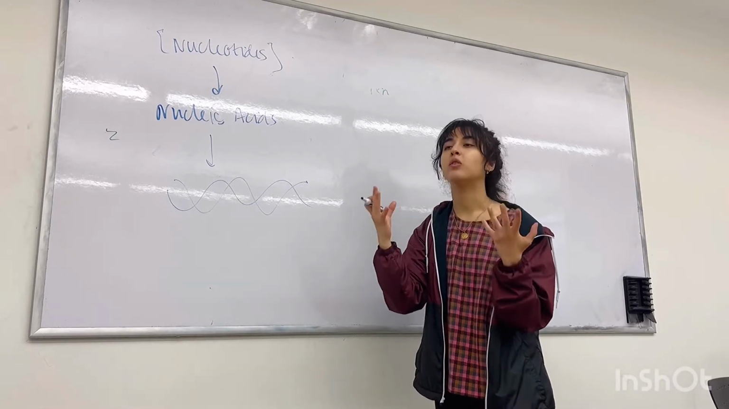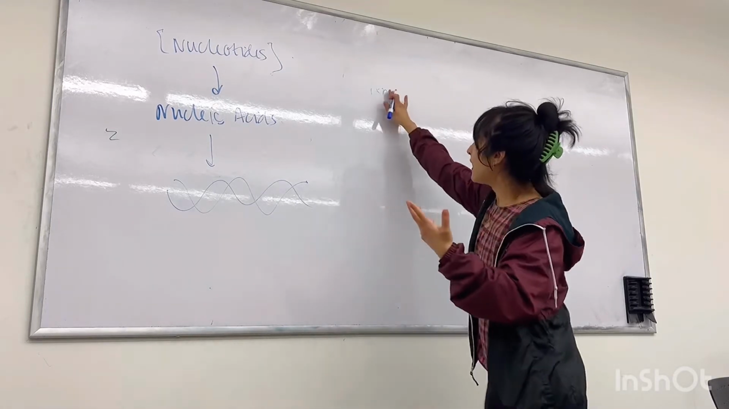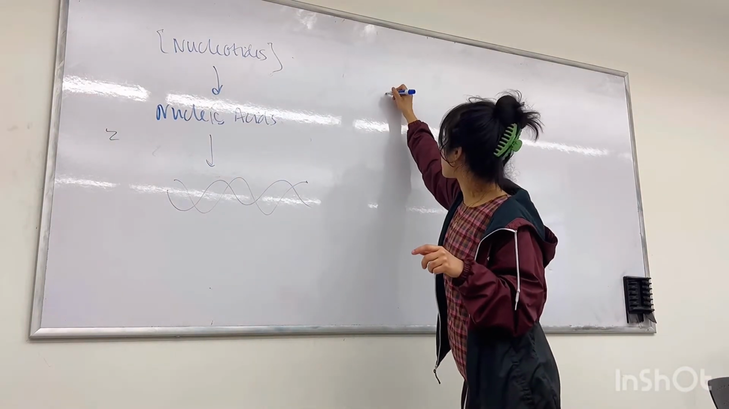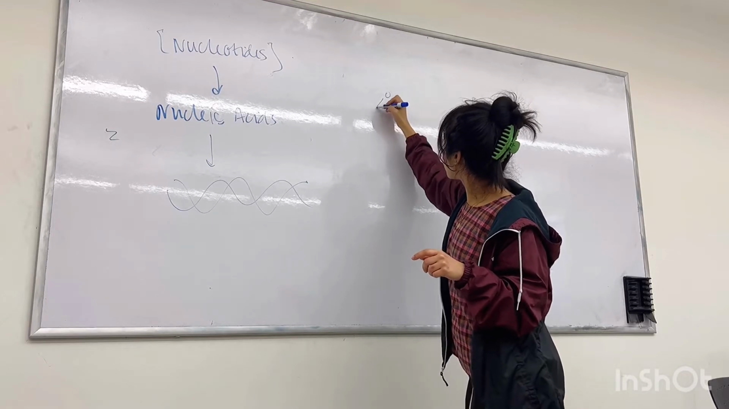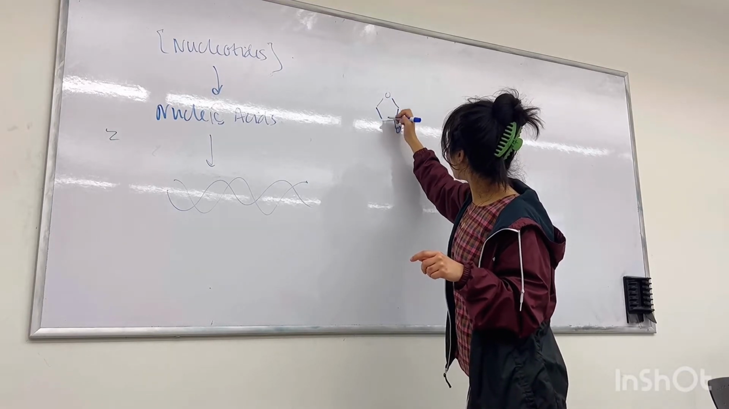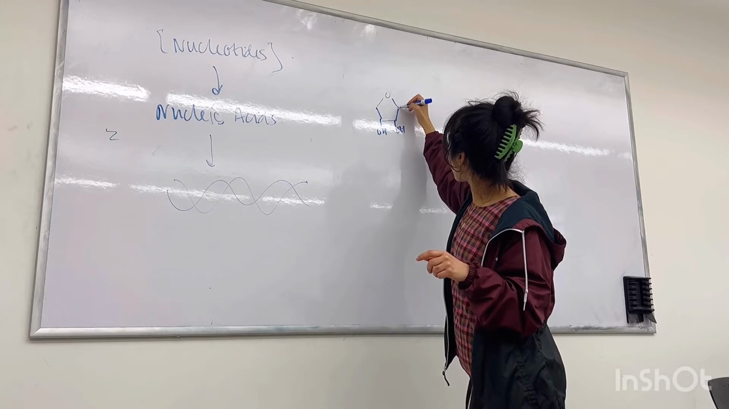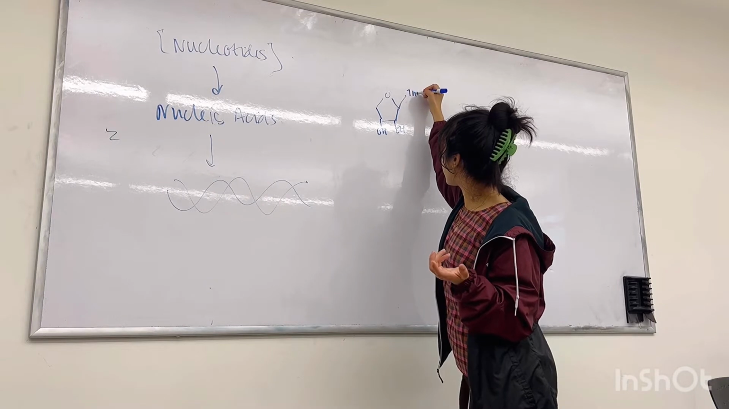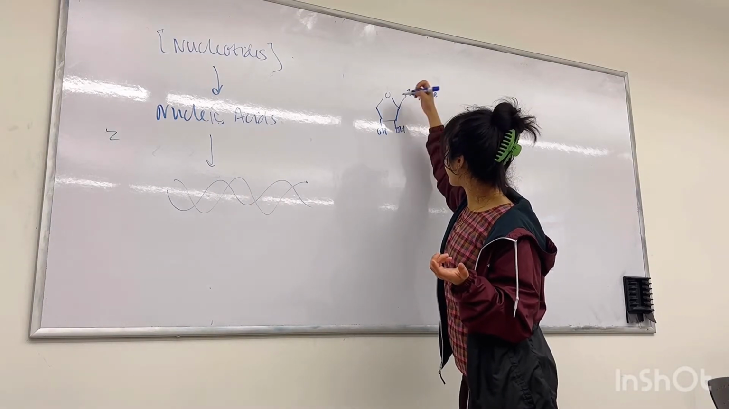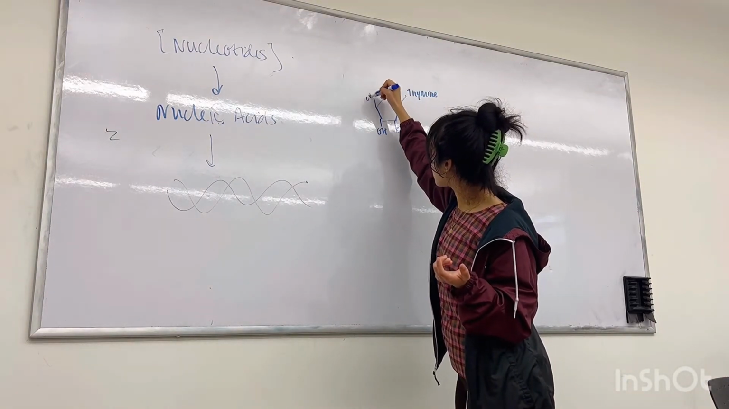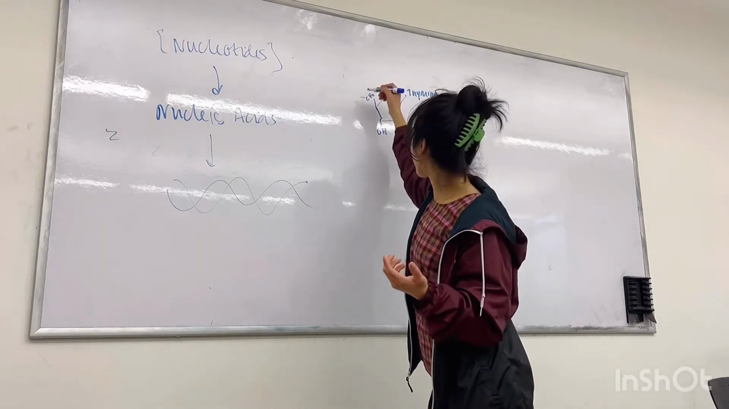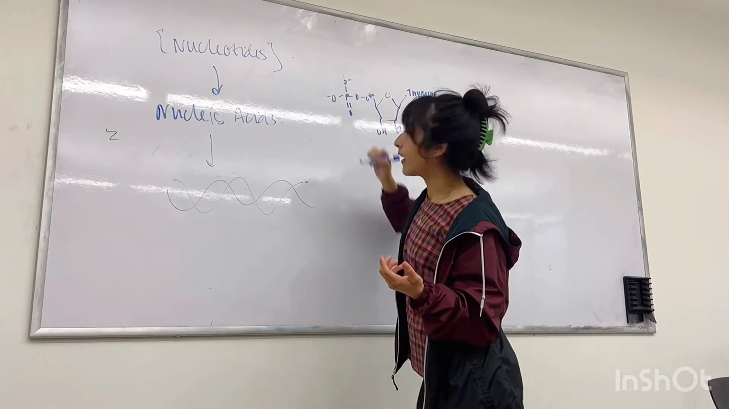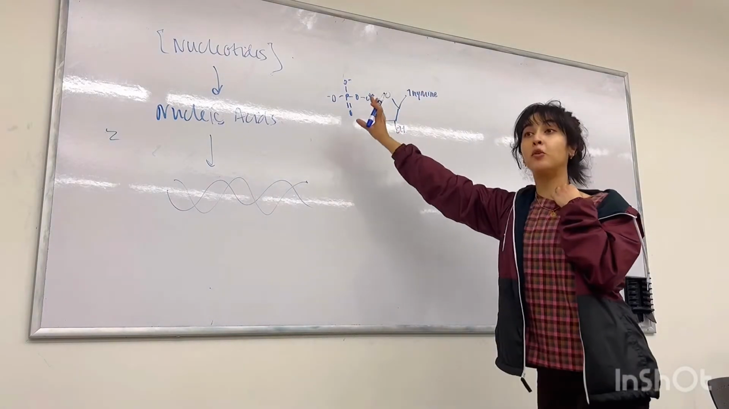So essentially, if I have a nucleotide, I'm gonna draw my nucleotide one more time so you can see what I'm talking about. I have my nitrogen base, let's call it thymine, that's the nitrogen base up here. And we'll have CH2, and then we're gonna put the phosphate here. So this is my nucleotide.